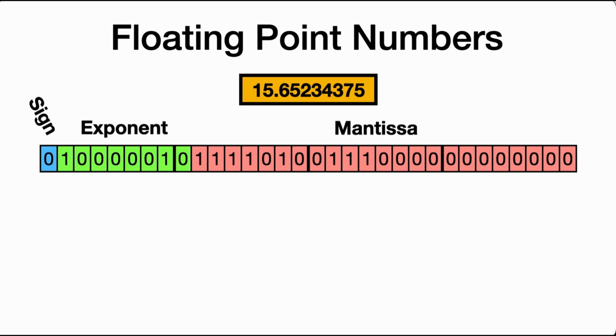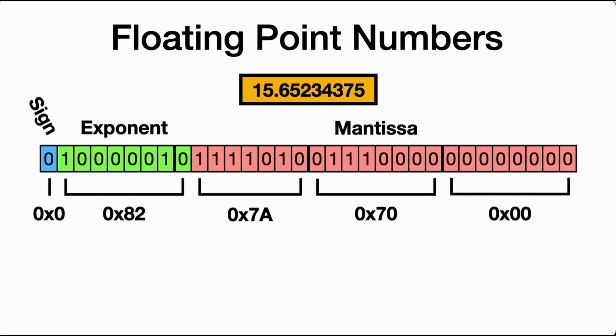So we can use these 4 bytes. You can see they've got 8 bits each. Perfect, that will fit well into the Z80 system. But how do we interpret these 4 bytes? Well, the sign is the first bit, and that's 0. The exponent is 82 hex, and the mantissa 7A, 70, and 00.